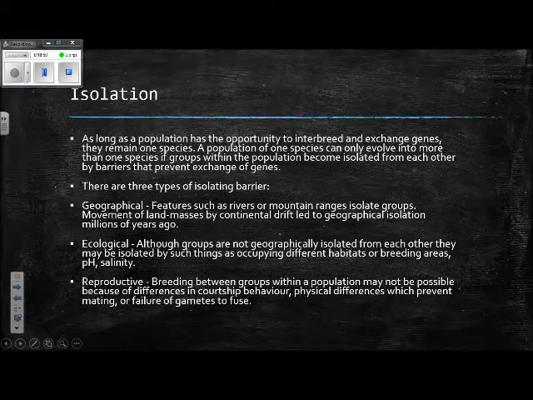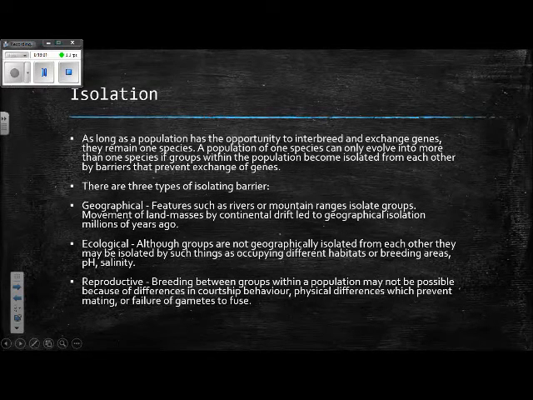Okay, so isolation is another driving force of evolution. As long as a population has the opportunity to interbreed and exchange genes, they remain one species. A population of species can only evolve into more than one species if groups within the population become isolated from each other by barriers that prevent the exchange of genes. So there are 3 types of isolating barriers.